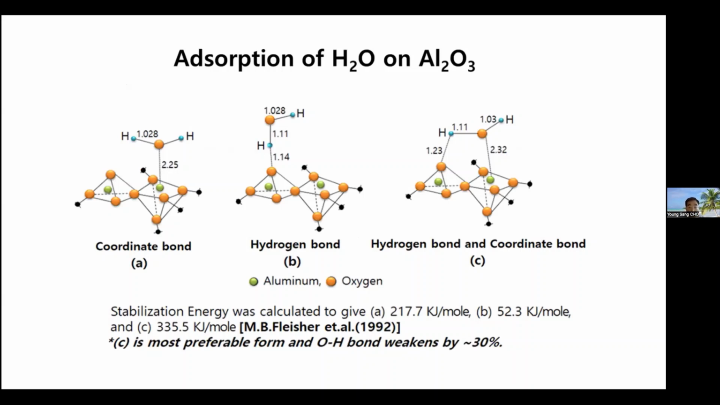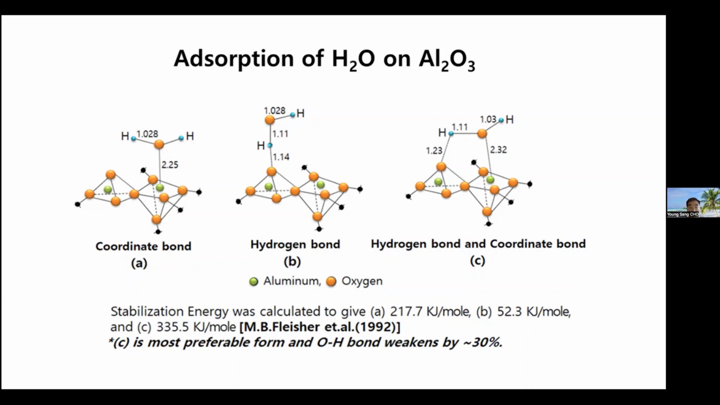We thought that there should be some kind of special bonding structure between water and solid acid when water is adsorbed on solid acid. So this is an example of adsorption of water on alumina. We have three kinds of bonding structure here. First one, coordinate bonding structure. Second one, hydrogen bonding structure. And third one, doubly bonded structure, having hydrogen bond and coordinate bond together.